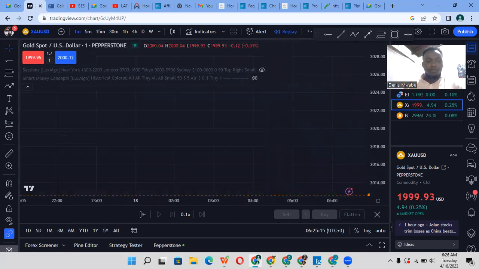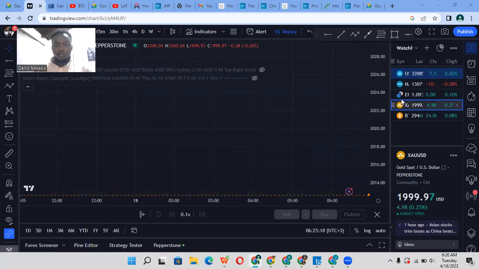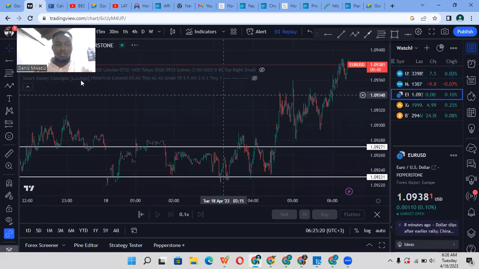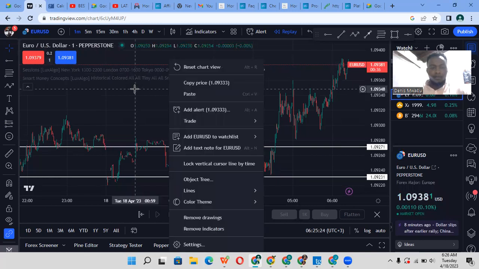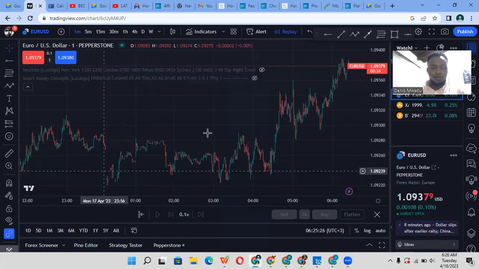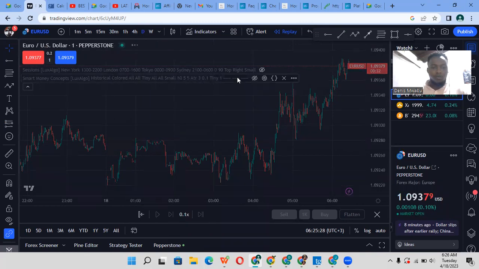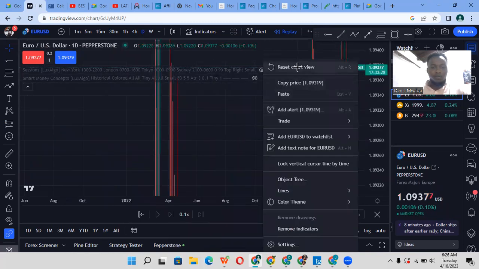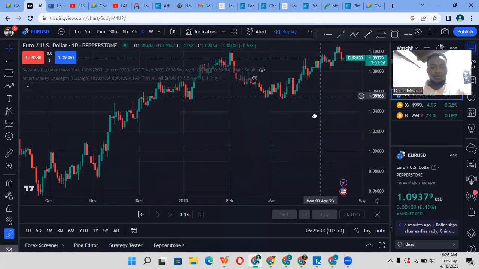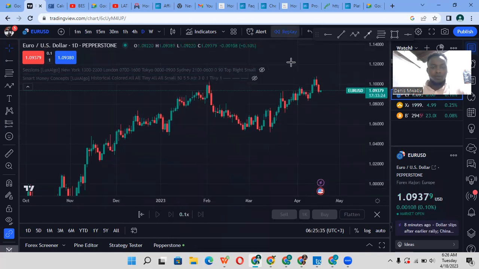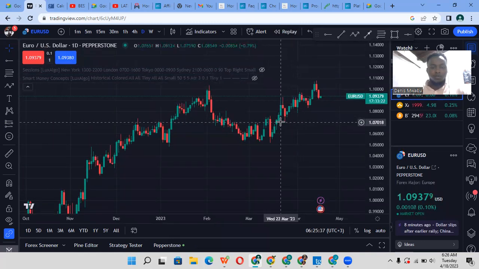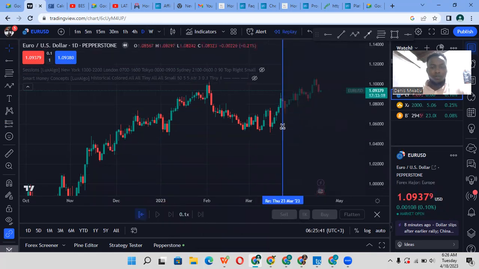So let me go to another currency. Let's go to Euro USD. I want to just draw the lines and then just do the playing so that you can be able to see. Let's go maybe to the daily time frame. Let's maybe just go back a little bit.